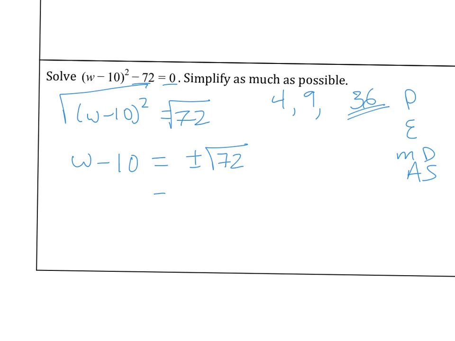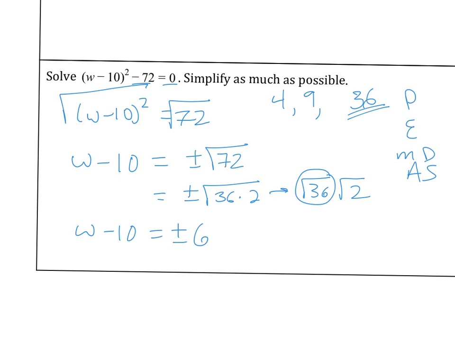And so I'm going to take this and write it as square root of 36 times 2. This can be broken up into root 36 and root 2. And then I can square root the part that I can. So now I'm going to have W minus 10 equals plus or minus, that simplifies to 6, that I can't simplify. So it's going to look like that. And now that I've basically gotten rid of the parentheses, I can start all the way back down here at the bottom and say, okay, I need to get this unknown by itself. Is there anything to add or subtract to get it by itself?